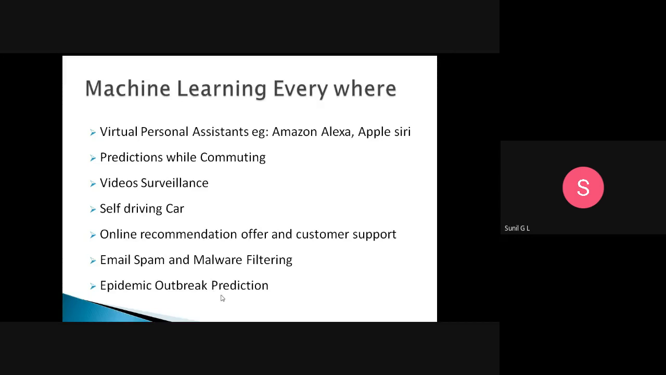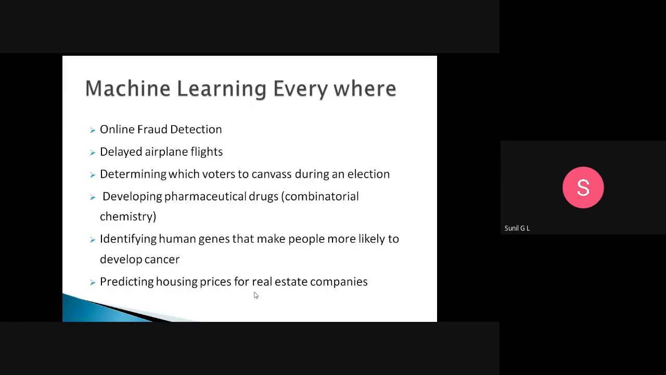Epidemic outbreak prediction. So here, in the next 6 months, what will happen? It will identify. Okay. Then online fraud detection, delayed airplane flights. So these are all determining which voters to canvass during an election.